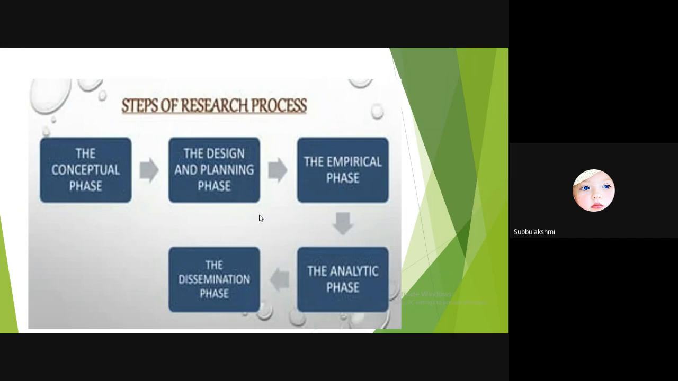So the steps. We have a small diagrammatic representation where it begins with the conceptual phase, the concept-based phase, next the designing phase, planning phase, next is the empirical phase, next is the analytical phase, next is dissemination, the result-based phase. So there are five major phases we have to undergo.